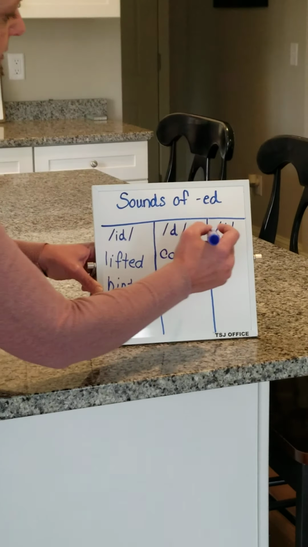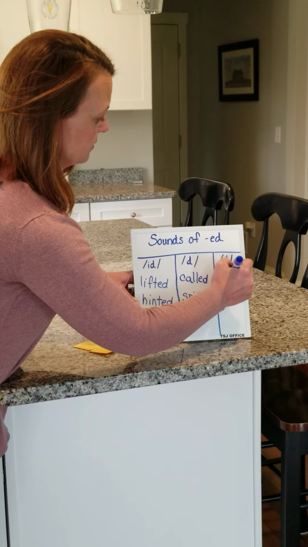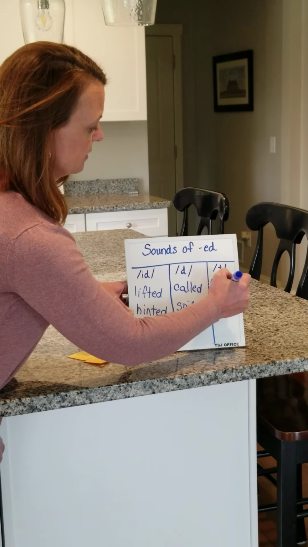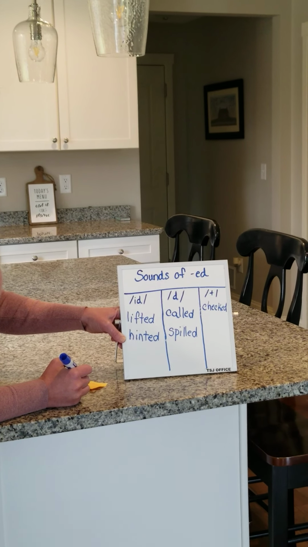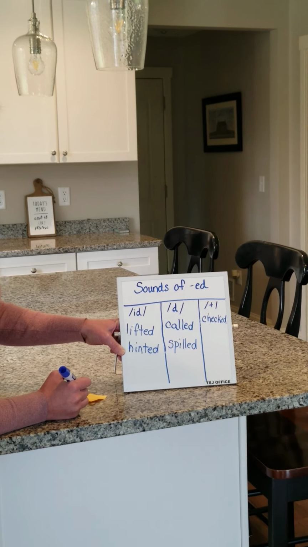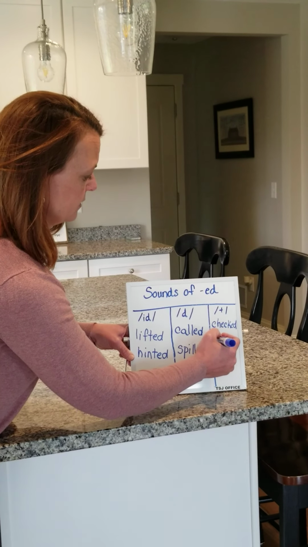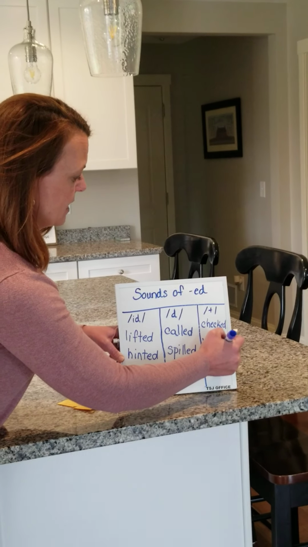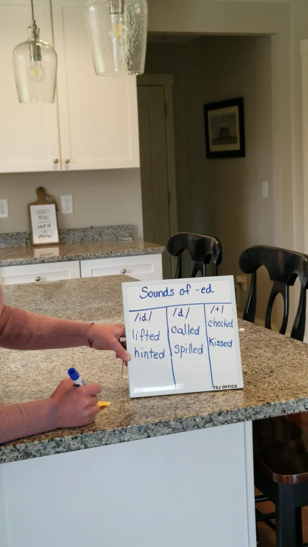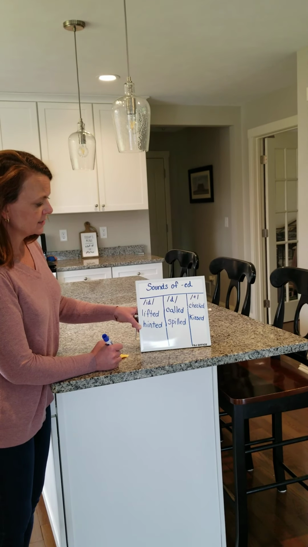And last is our t sound. So here's my word check. If I add a suffix ed, it now becomes checked. And you can hear that t sound of ed at the end of that word. And the last word is the word kiss. If I add an ed to the end of kiss, it becomes kissed, and you can hear that it's making that t sound.